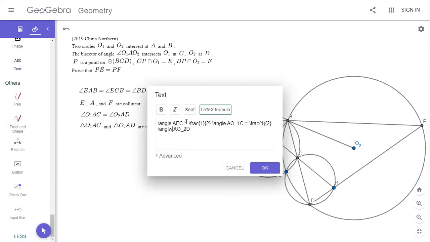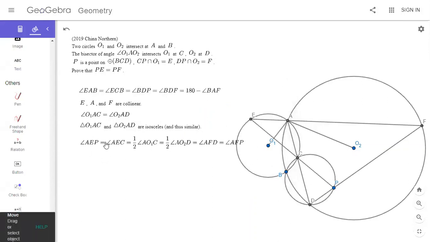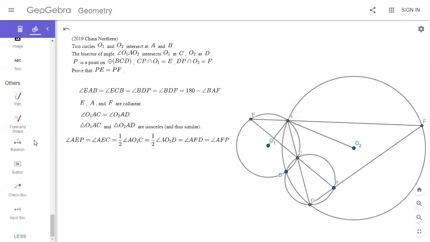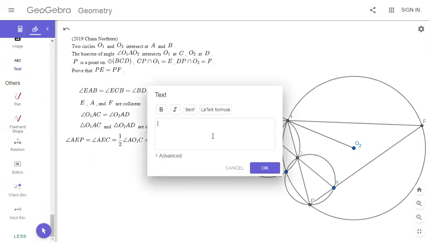AO2D, which is equal to angle AFD. I'll just write it like this for completeness. And so that means, maybe I'll even add this. All right, so angle AEP is equal to angle AFP. And so that means that PE equals PF.